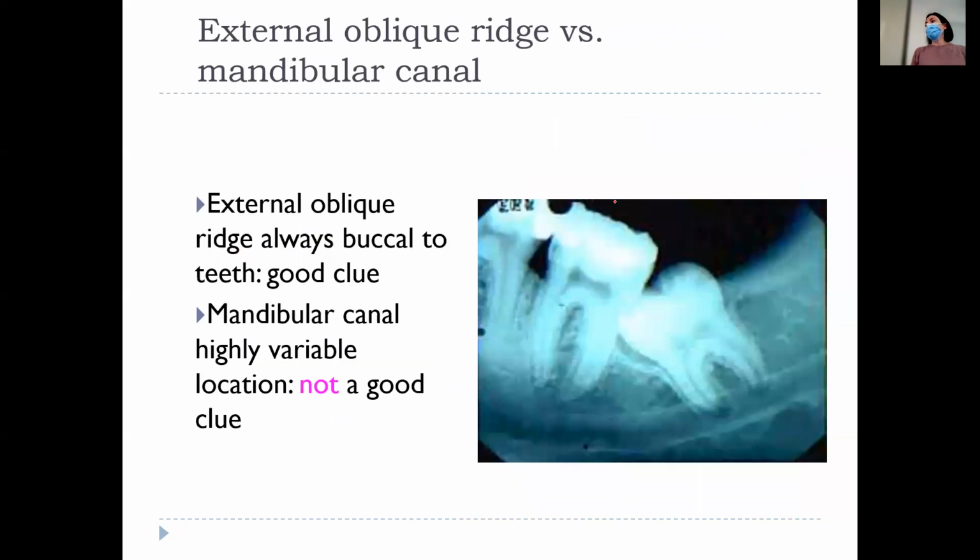Okay, moving on. So external oblique ridge versus the mandibular canal. The mandibular canal can be anywhere inside of the jaw. It's not necessarily always buccal or always lingual. It's just inside, working its way down to the mental foramen, but its location, buccal or lingual, is not reliable. So you can't use the mandibular canal as a stable landmark, but you can use the external oblique ridge.